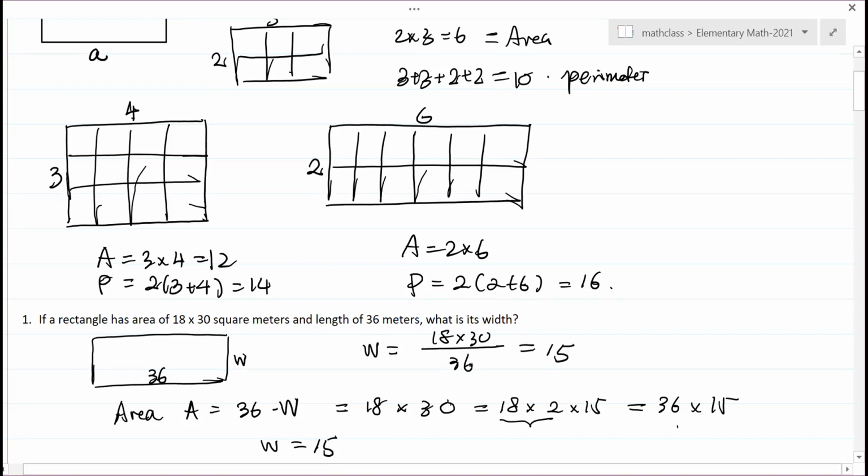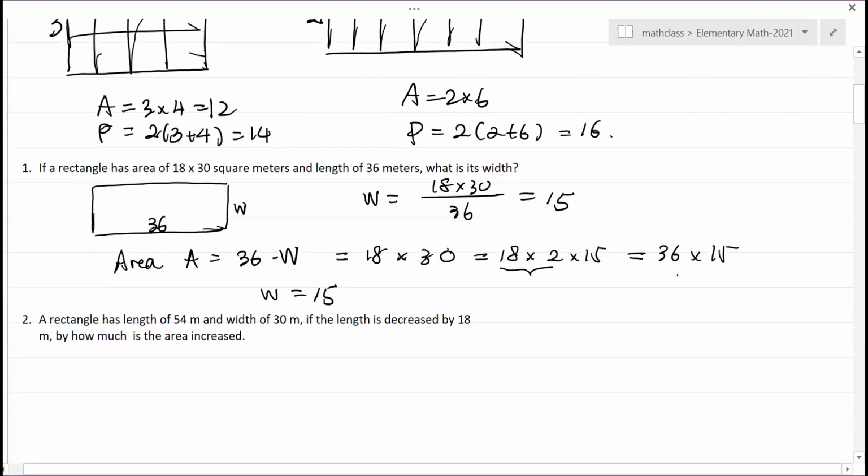Got it? And because sometimes you're not lucky, you're not able to write a 36 times some number on the right-hand side. So you still can, you write down this expression first, then maybe get a decimal for the width. That's possible. All right, but anyway, this is geometrical problems. You do need to draw the picture first before you write down any equation. Got it? Okay, so let's take a look at the next problem.